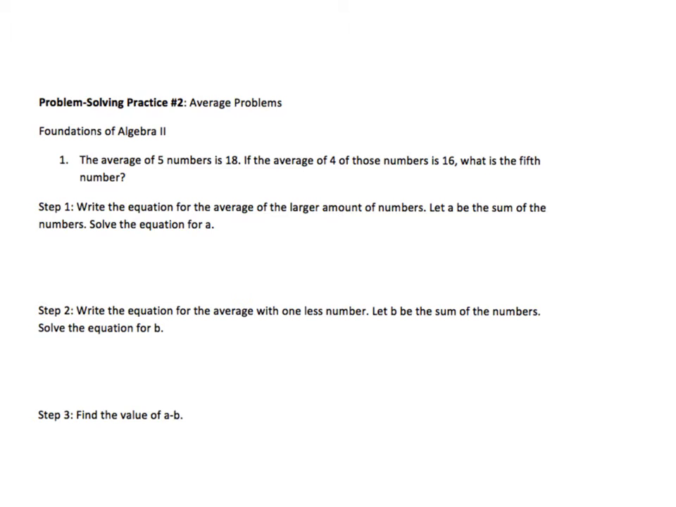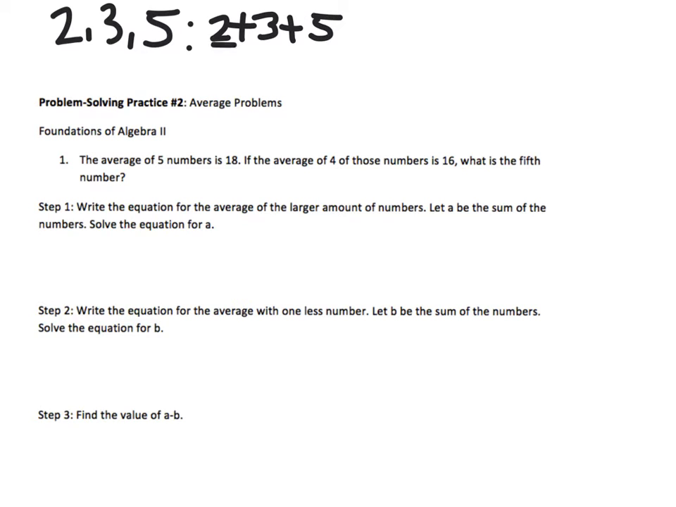set of numbers. So, for example, if you want to find the average of the numbers 2, 3, and 5, we would have to find what the sum of those three numbers is. So what 2 plus 3 plus 5 is, and divided by 3 because we have three numbers. So that leads us to the general formula to find the average of a set of numbers.